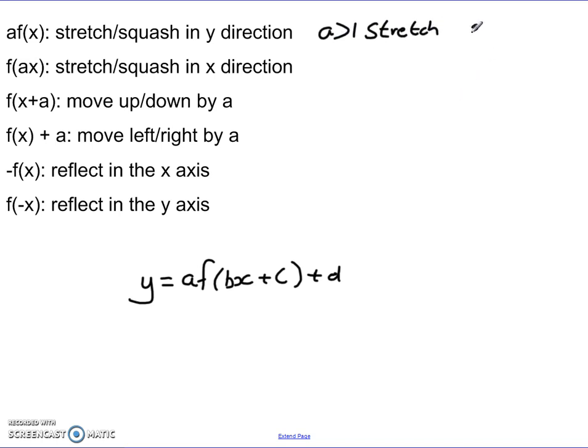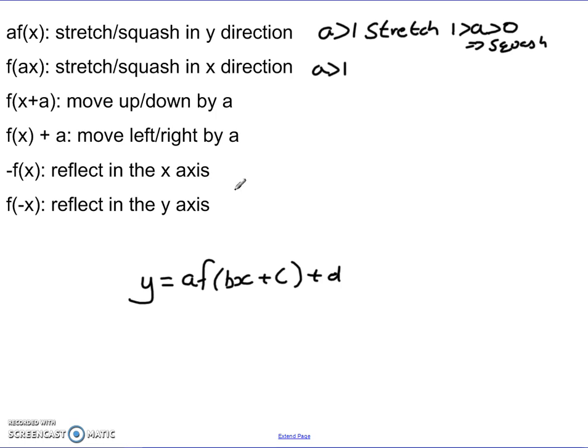And if a was between 0 and 1, we don't worry about the negatives just yet, that would squash it. So it would squash it in the y direction. For f of ax, where the a was acting on the x, this would have an effect in the x direction. It would stretch it or squash it in the x direction. The only difference being is that the bigger numbers would actually squash it.